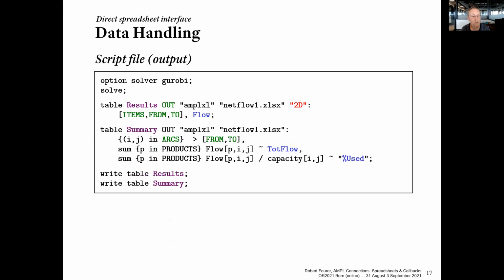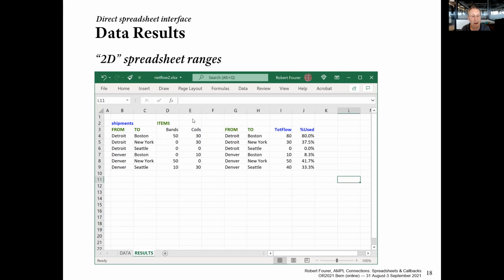And similarly, once you've solved, I can add 2D to this one, and the flows will now be written in a 2D table. So when they're written out, now they look like this. The shipments, the cities are over here, and the products are on the top. That makes working with spreadsheets and reading them a lot more natural.